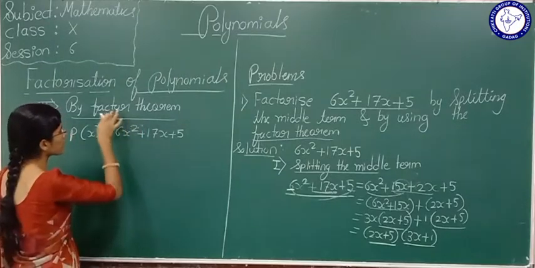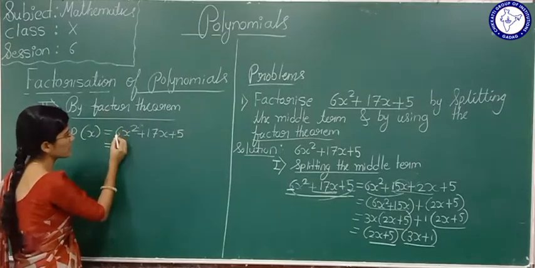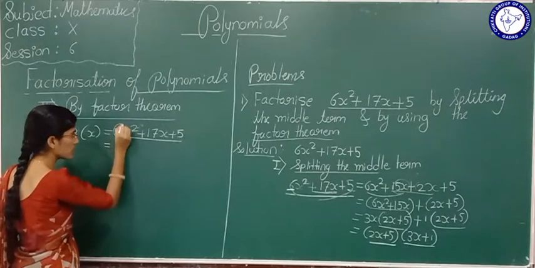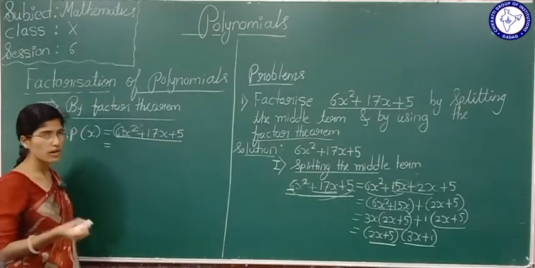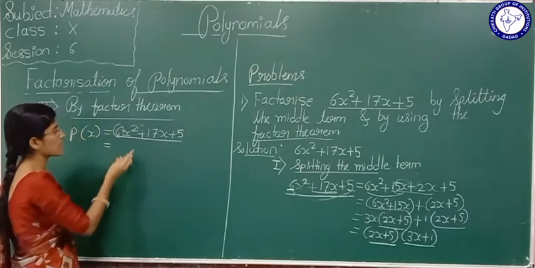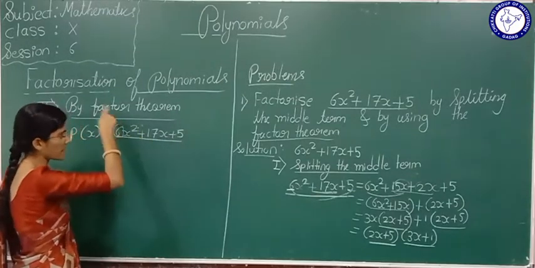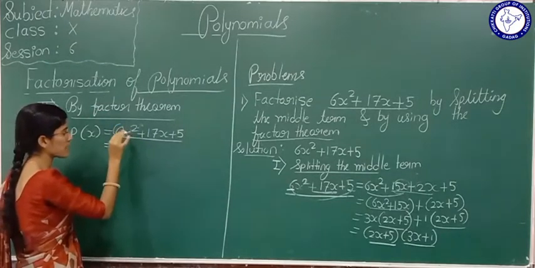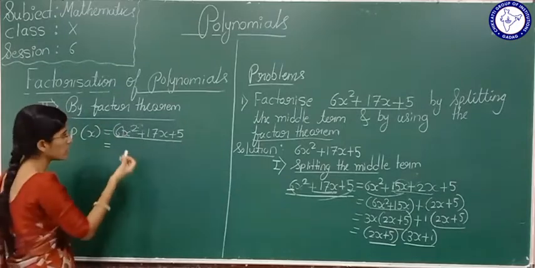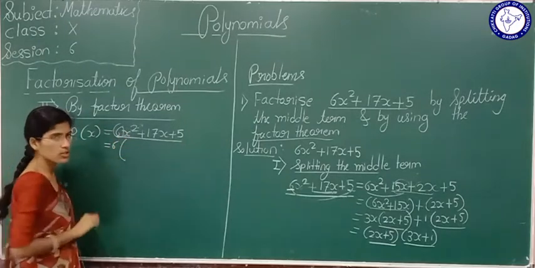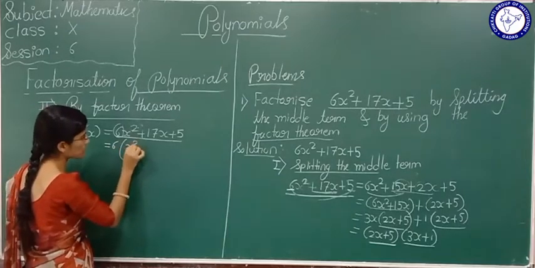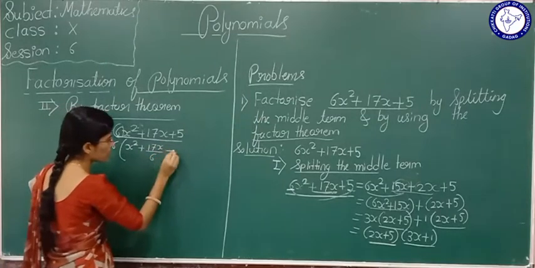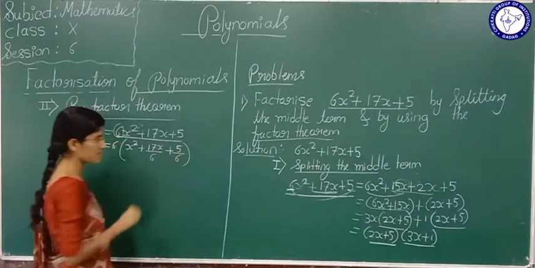Now see here, when you are going to factorize by factor theorem, in this quadratic polynomial, the coefficient of x square should be 1. Understand my point? To factorize the polynomial by factor theorem, in a quadratic polynomial, the coefficient of x square should be 1. Here 6 is there. What we will do is we will take 6 common. Okay. So what is remaining here? 6 bracket x square plus 17x by 6 plus 5 by 6.